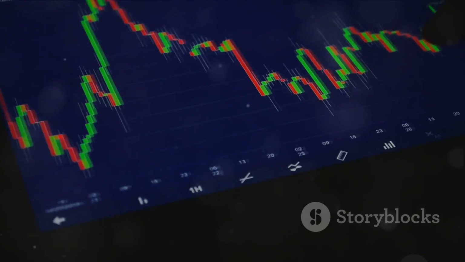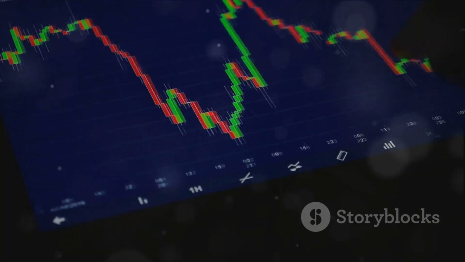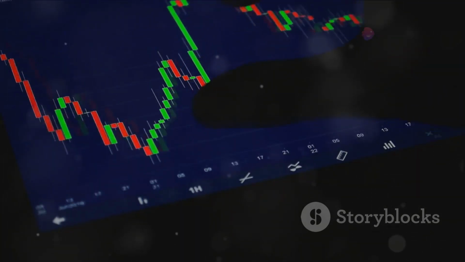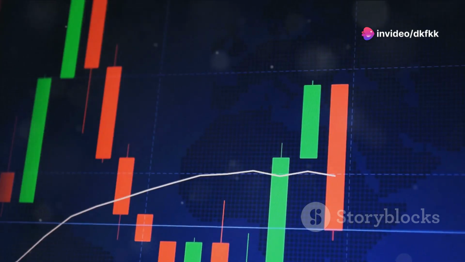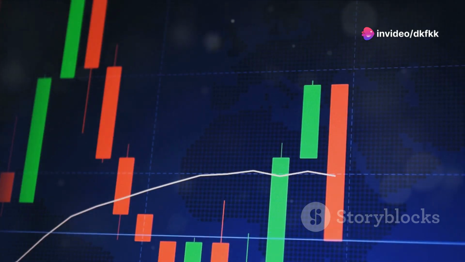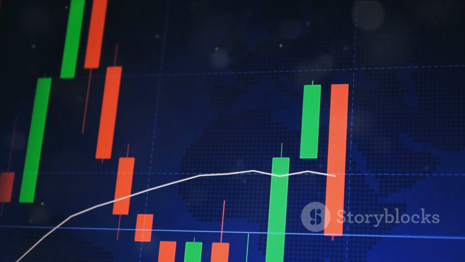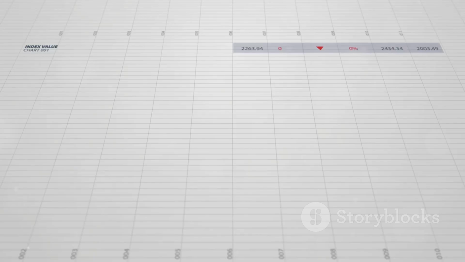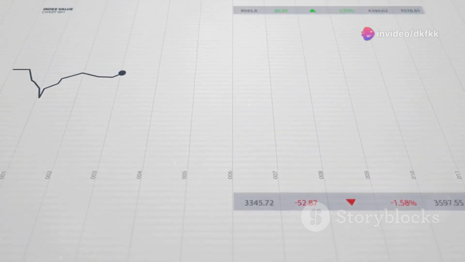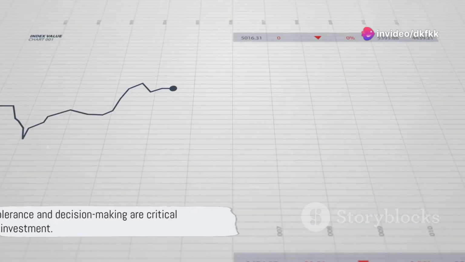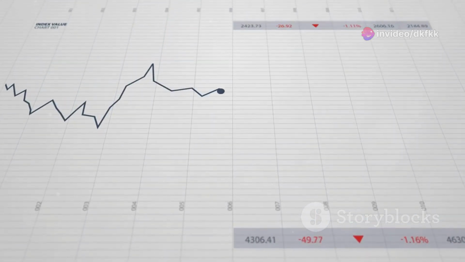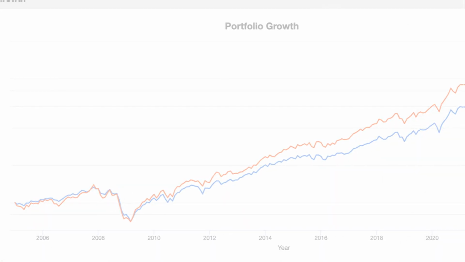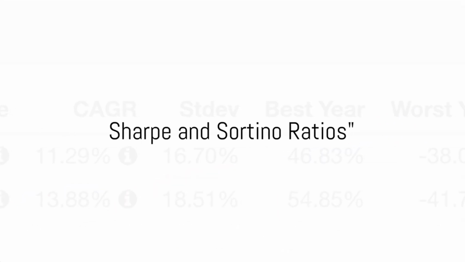Switching over to Invesco QQQ Trust, the stakes are slightly higher with a standard deviation of 18.51%. QQQ's roller coaster reached even greater heights and depths, 54.85% in the best year and a drop of 41.73% in the worst year. The maximum drawdown here was even deeper at 49.74%. With QQQ showing slightly higher risk, but better worst-year performance, risk tolerance becomes key in decision-making. But how do these funds perform when we adjust for risk?